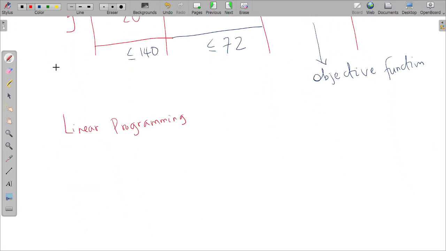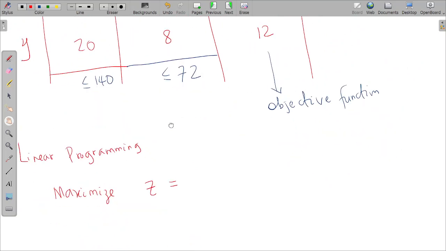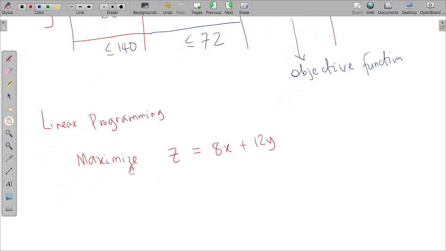So we are going to have, what are we doing? Are we maximizing or minimizing? We are maximizing. Maximize z equals 8x plus 12y. Okay, that's our objective function, maximizing that.